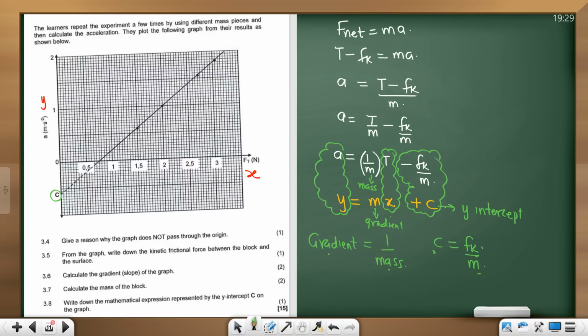Okay. Let's answer these questions, since we've explained what this is all about. Give a reason why the graph does not pass through the origin. There's friction. I'm done. That's the answer. There is friction. Is that okay? There is what? Friction. If there's no friction, then the object will be moving at constant what? Acceleration. That A would be 0.